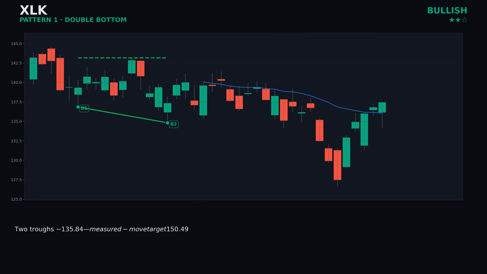Pattern number one, this is the double bottom. It's a bullish formation with 2 out of 3 strength, 2 troughs. 144. Measured move target 150.49. You can see on the chart exactly where the key swings line up. That's what confirms the structure, not just my word for it. The textbook measured move projection is 15.0%. That's the typical decline once the pattern fully completes. It's a guide, not a guarantee, so we still need our SL in place.